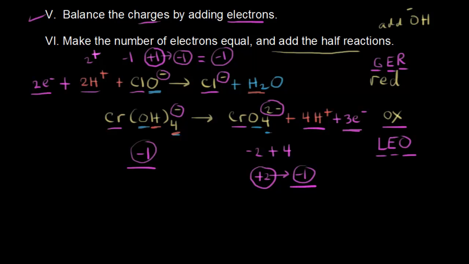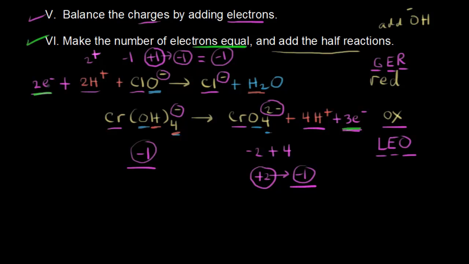So we're on to step 6 now. Make the number of electrons equal. The reason you have to do that is because the electrons that are being lost in the oxidation half reaction are the exact same electrons that are being gained in the reduction half reaction. So we had 3 electrons being lost, but only 2 electrons being gained, and that doesn't make any sense, right? They're the same electrons, they should be the same number. And so we need to make those number of electrons equal.